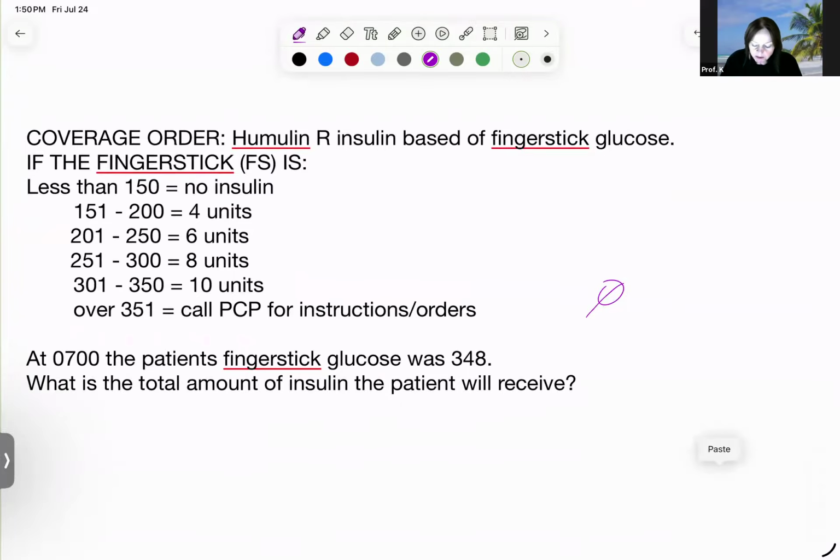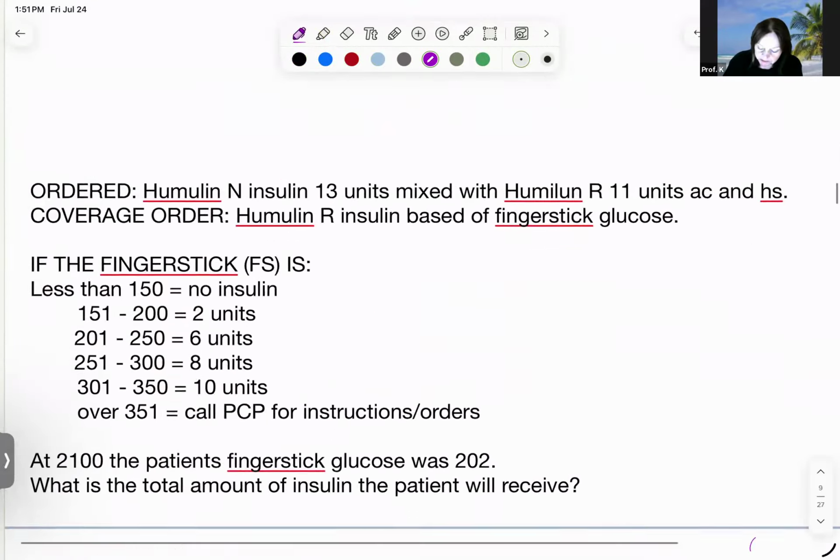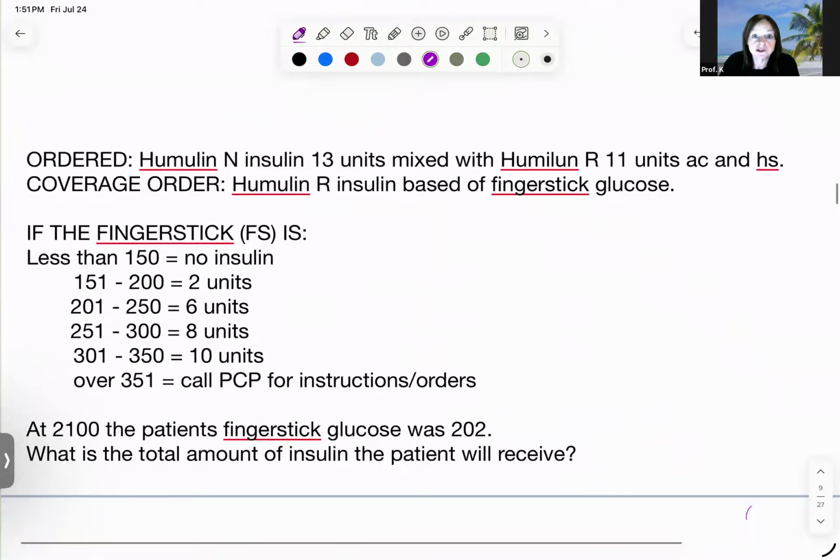Okay. Now let's combine the two. Now tell me what the answer to this one is. Ten units. Okay. So the sugar was 348. I look at the scale, that falls here. So what is the total amount of insulin I'm going to give my patient? I'm going to give 10 units. Now let's see what it means when we combine the two. And these are the type of orders you will see when you're practicing in the hospital setting, majority of the time.